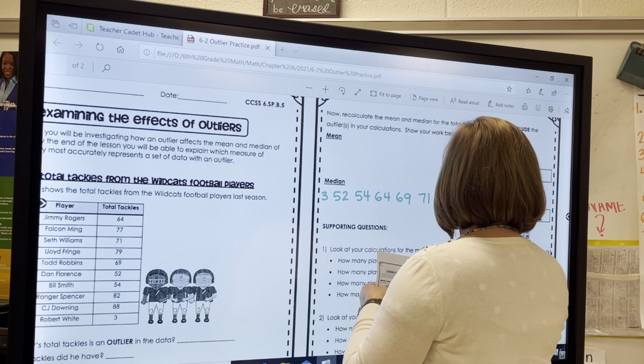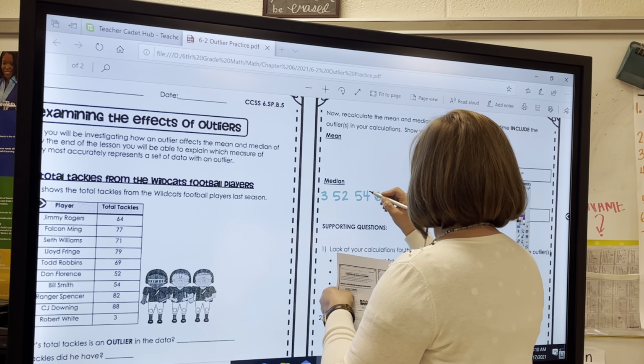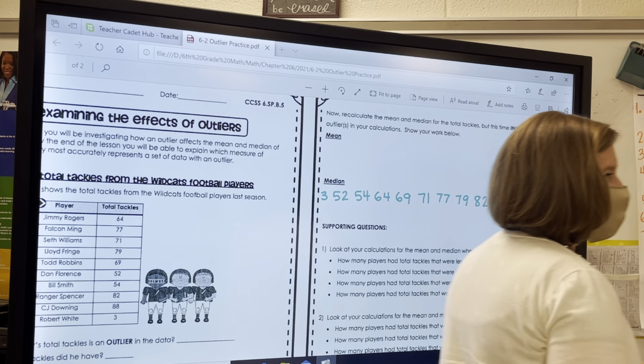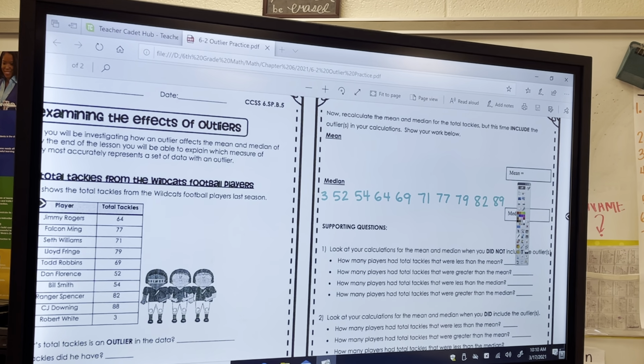You're practically putting it in the same exact order, except you are adding a 3 at the beginning. Yes. Wait, isn't it 88, not 89? Is it 88? Yeah, 88.